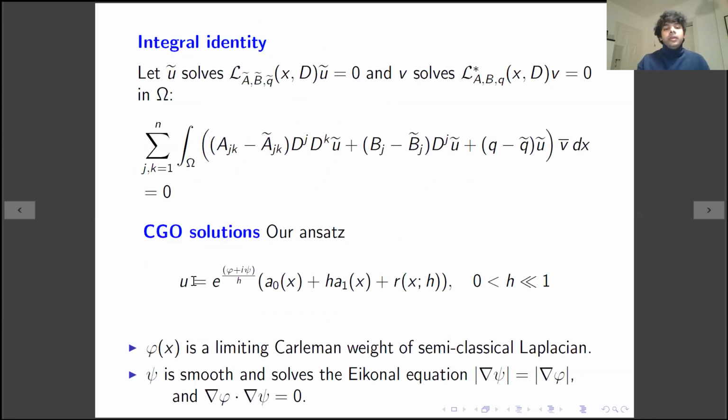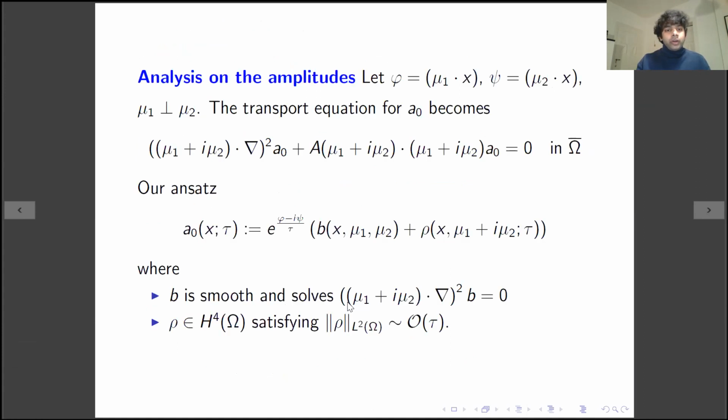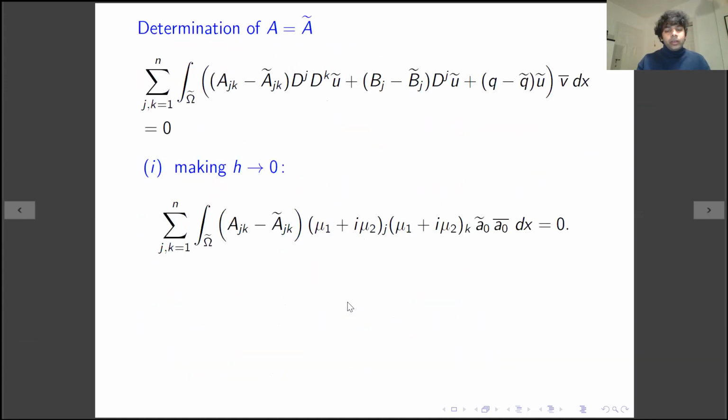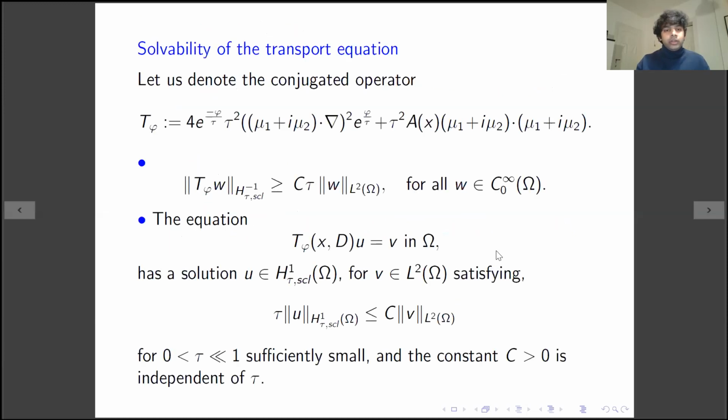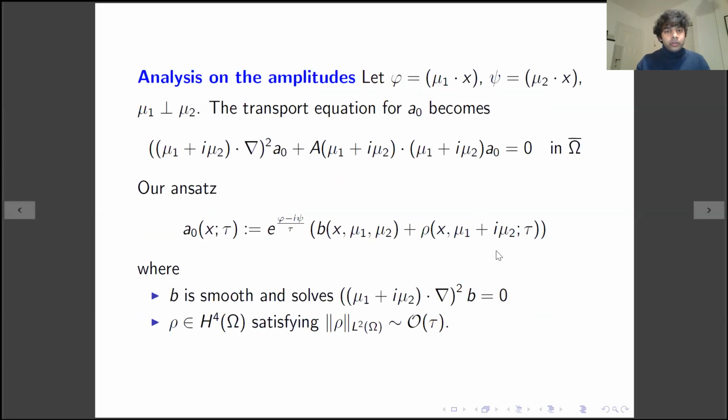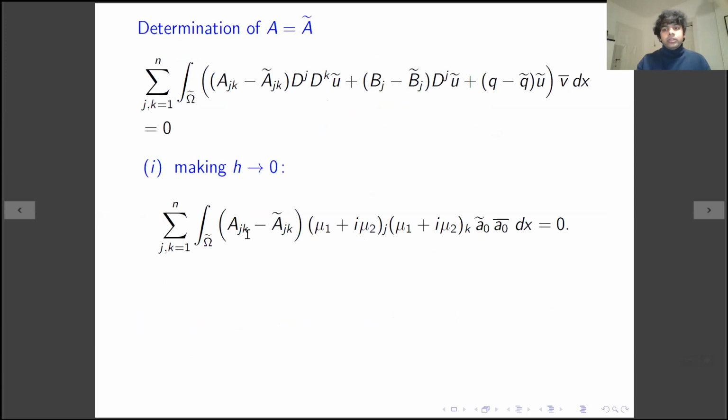So this is the U and V. This is the form we'll put here, and then we'll make A tend to 0. If you do so, we'll end up with this A naught and A naught bar. So this A naught and A naught bar solve this equation I just mentioned. These are the transport equations they solve. So first we reduce this problem into this integral identity, and then we put the form of A naught and A naught bar.